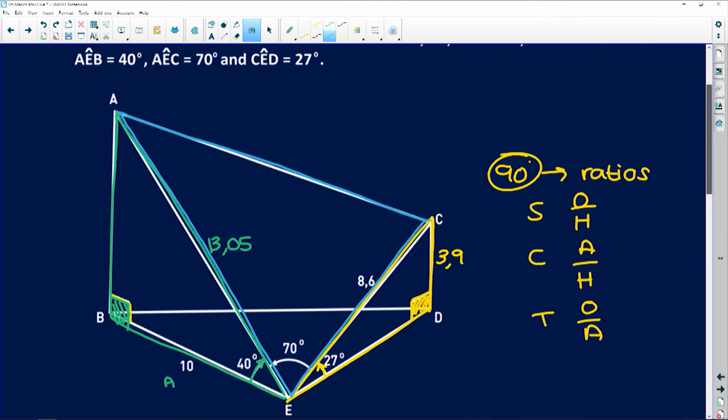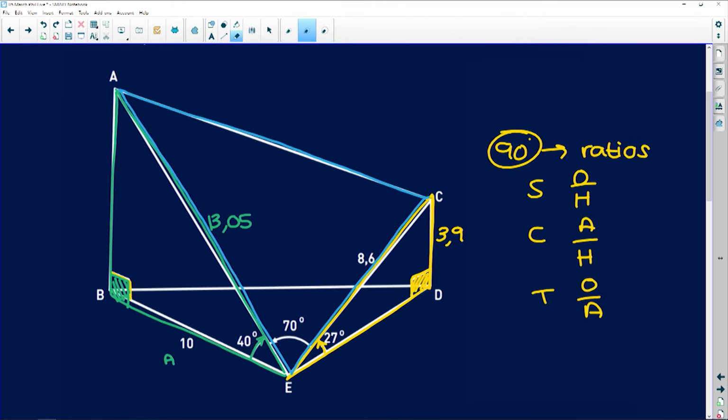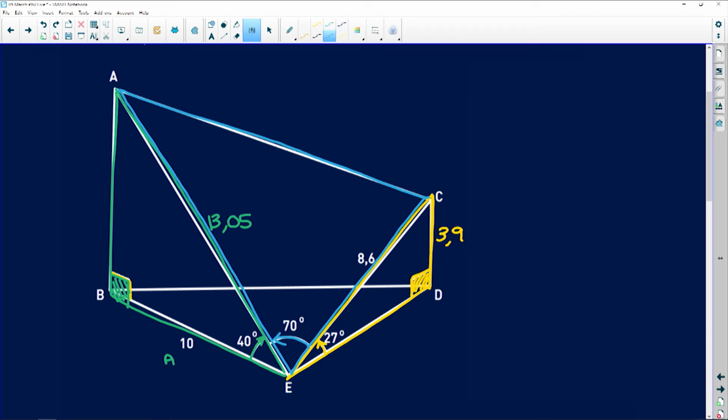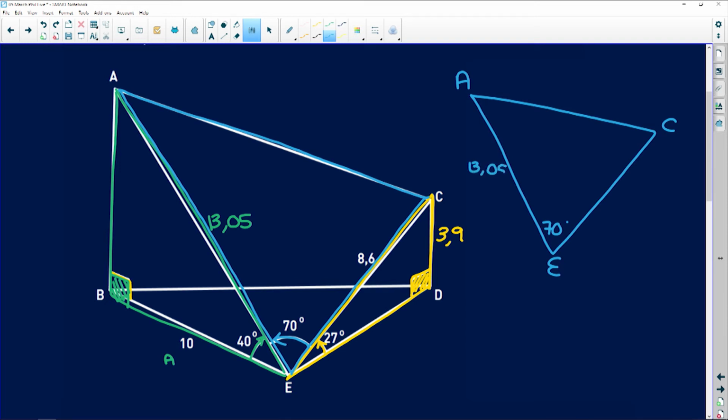So let's take a look at the triangle. Is there a 90 degrees in the triangle? Well, the only information we have is that that angle is equal to 70 degrees. There is no 90. So now these cannot be used. So let's redraw that triangle just to try and get it out of our context. ACE. We know that this here is 70 degrees. We have no information about the other angles, but we have 13,05, which we found in question 2, and 8,6, which was given to us.